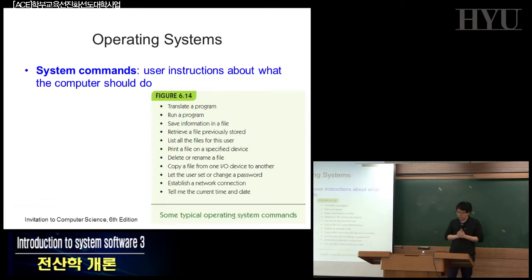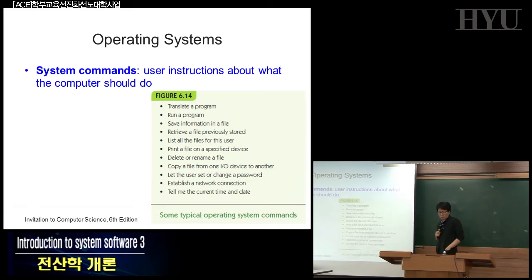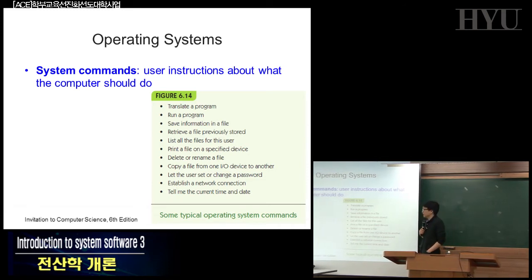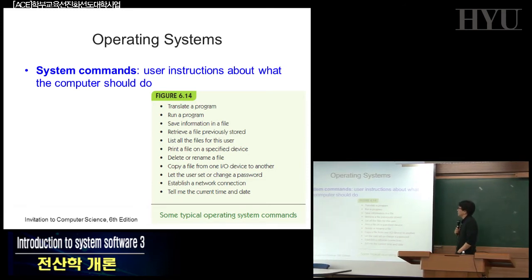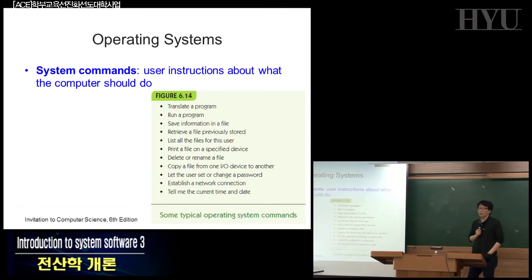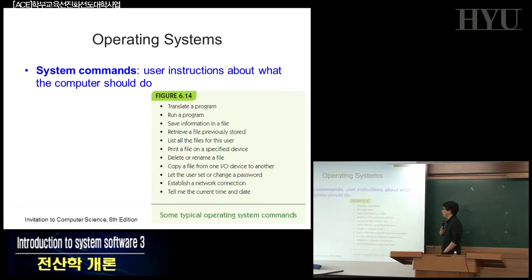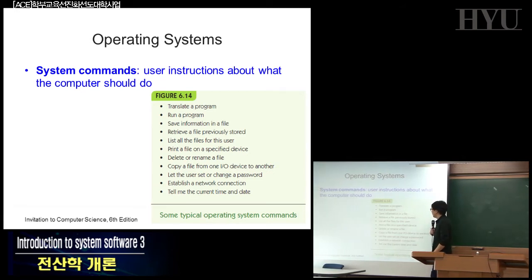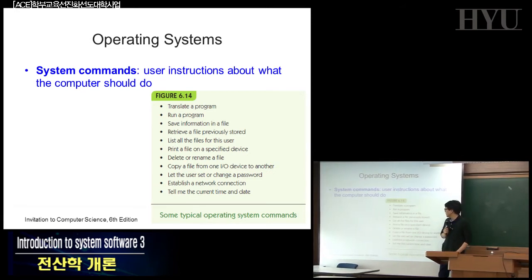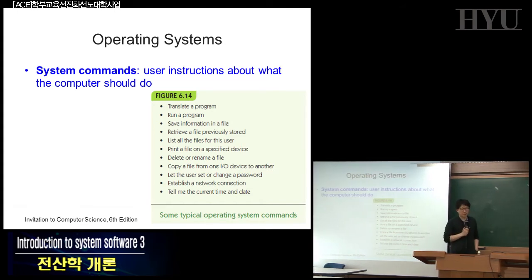Okay, so operating system continues. System commands: user instructions about what the computer should do. These are examples of system commands: translate the program, run the program, save information to a file, retrieve a file, list the files for this user. What's the command for listing all the files in your directory?